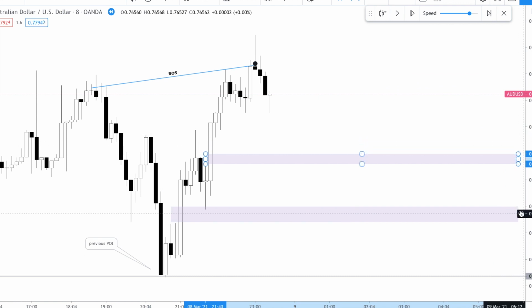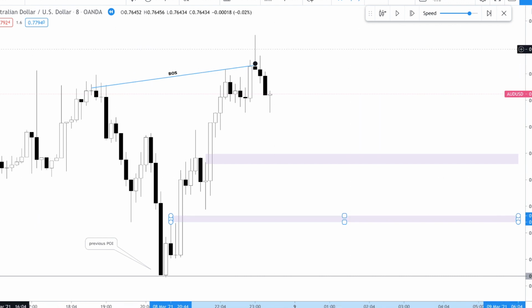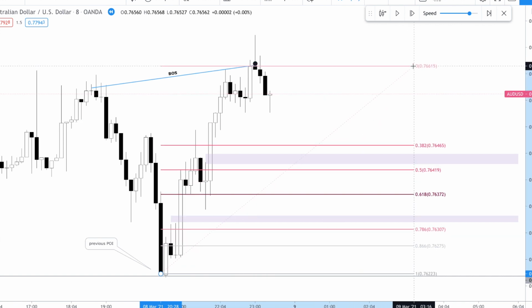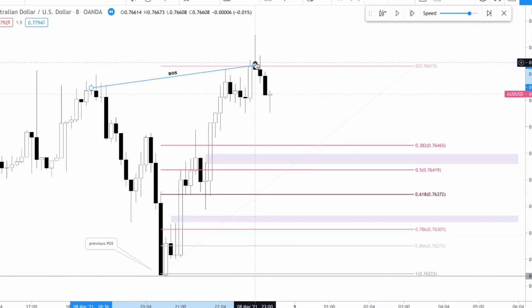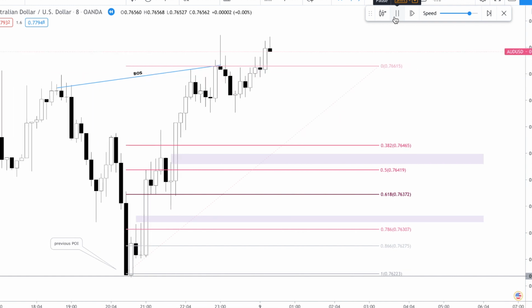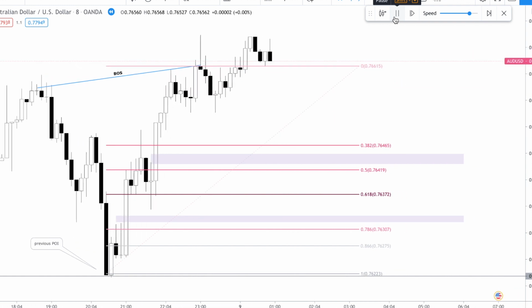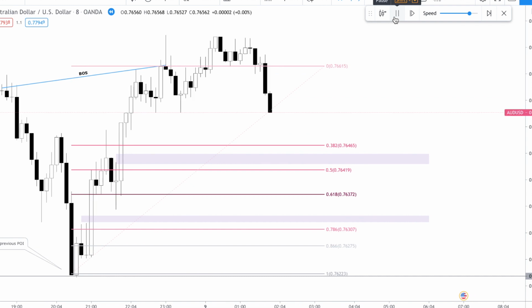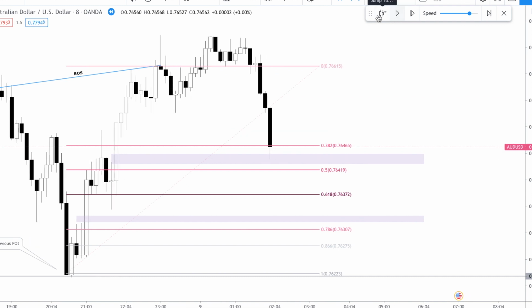Okay, so these are my two options. I like to shorten my imbalance just because I enter at the fill. So I don't need a big box across the screen for no reason. So the imbalance at the top is more likely to align with the 50%. So even if I put that to the wick, it'll be a little bit closer to 50%, but this imbalance is closer to 50%. So let's watch this play out. Boom, right into our 50%.